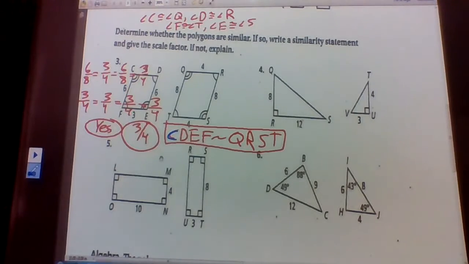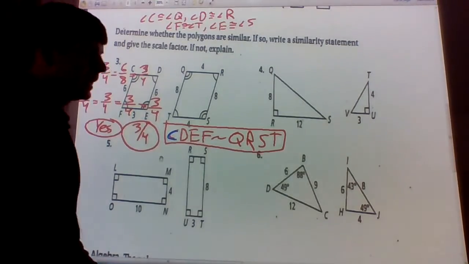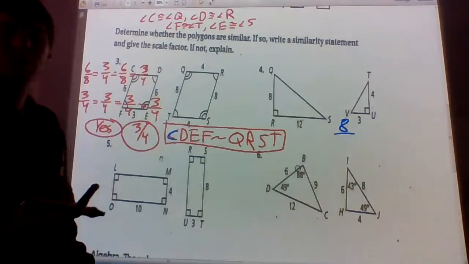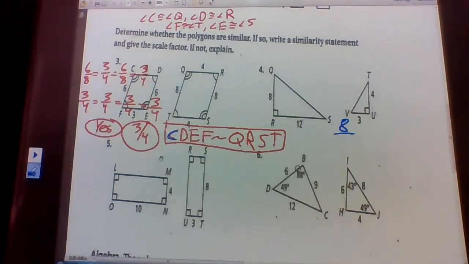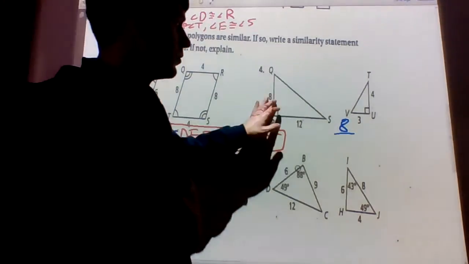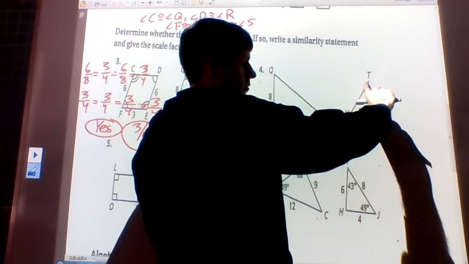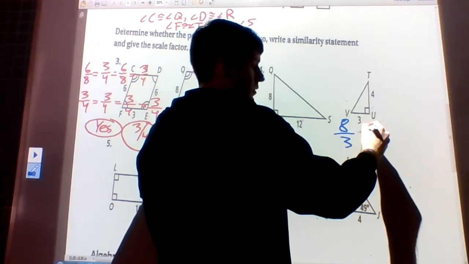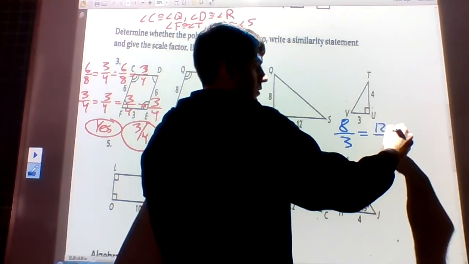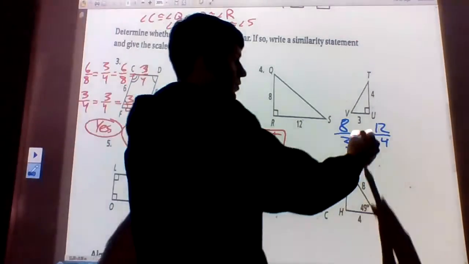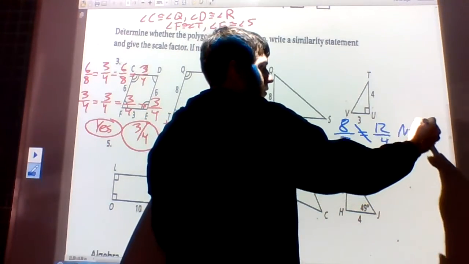Number 4, they don't give us a lot, but if we just look at the sides, 8 is the smallest side of this triangle, so if they were to be proportional, 8 would match up with the smallest side of the other triangle. So 8 would match up with 3, right? It would be turned sideways. You'd have to rotate it 90 degrees. And then 12 would match up with 4. 8 over 3 does not equal 12 over 4, so we can say no.